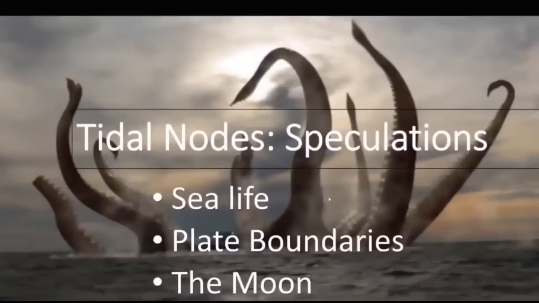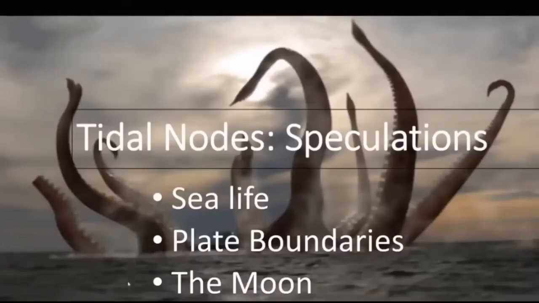They could be sea life living deep under the water that's affecting the movement of the water somehow. I've put in the background my favorite sea life, which is the kraken. It's a fantasy sea life because it's so giant. Nothing that giant exists that we know of. Or plate boundaries. It could just be where tectonic plates collide and where they're moving against each other. The same thing that seems to cause volcanoes and earthquakes could also be causing the tides.